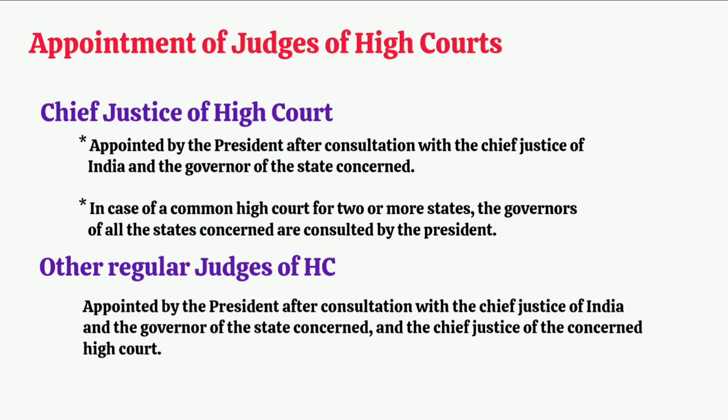Appointment of judges of High Court. Chief Justice of High Court: appointed by the President after consultation with the Chief Justice of India and the Governor of the state concerned. In case of a common High Court for two or more states, the Governors of all the states concerned are consulted by the President. Other regular judges of High Court are appointed by the President after consultation with the Chief Justice of India and the Governor of the state concerned and the Chief Justice of the concerned High Court.